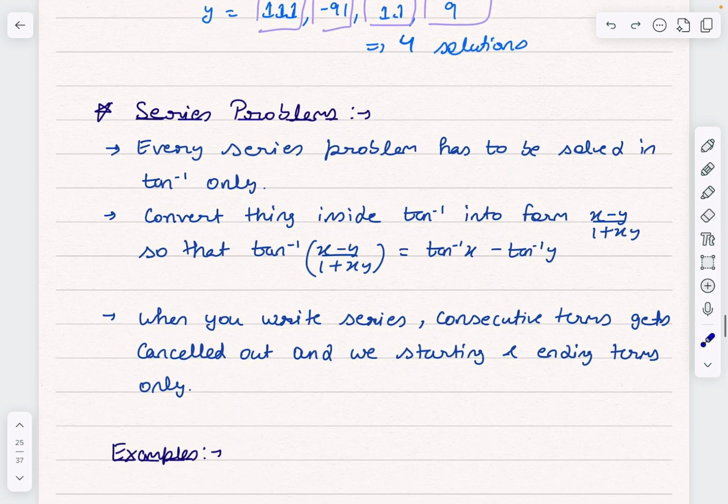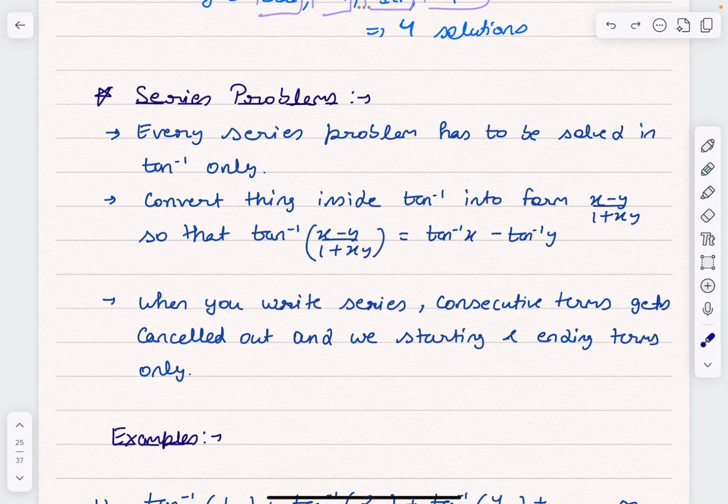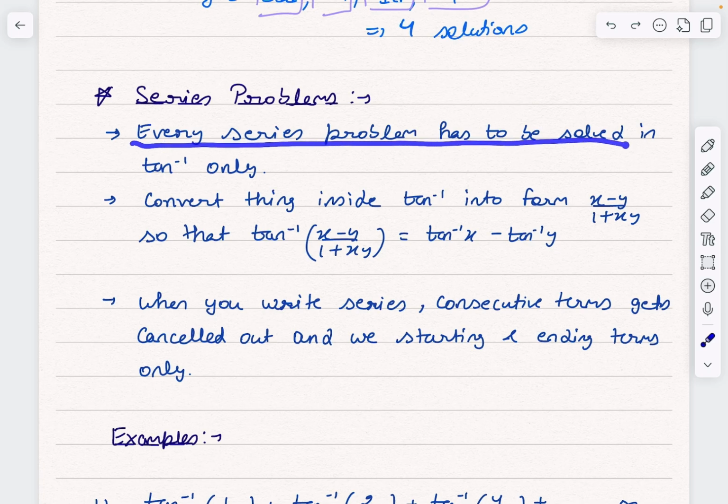Next, we have series problems in which some series of inverse functions will be asked. Remember a few points here. Every series problem has to be solved in tan inverse only. Sometimes they give a series of tan inverse, and we solve in tan inverse. If they give sine inverse, cos inverse or any other, you convert into tan inverse and then work in tan inverse, because every series problem will be solved in tan inverse only.